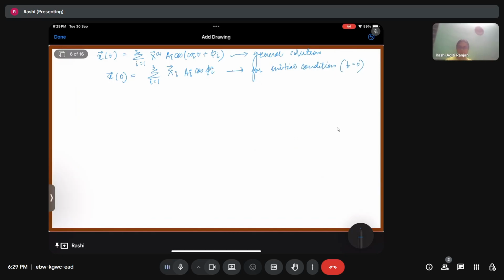Okay, so definitely we are going to use it. Apart from that, we are also going to use the velocity term to find the equations, because here we have 6 variables to find. Xi we know, we need to find a i and phi i, which makes 6. So we are going to use the velocity term as well, which comes out as x i omega i a i cos of phi. Both are for initial conditions.